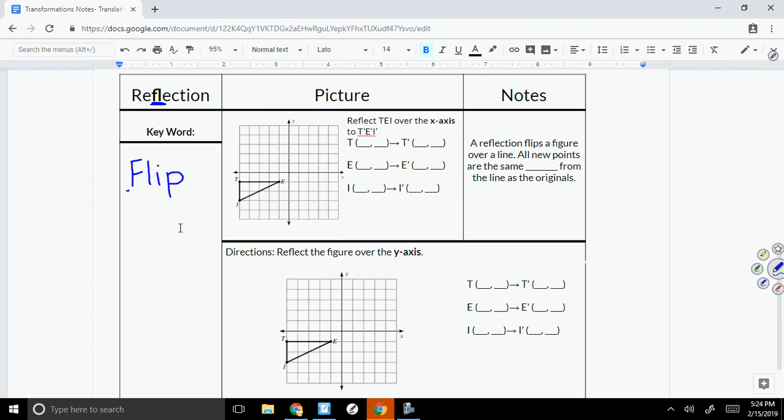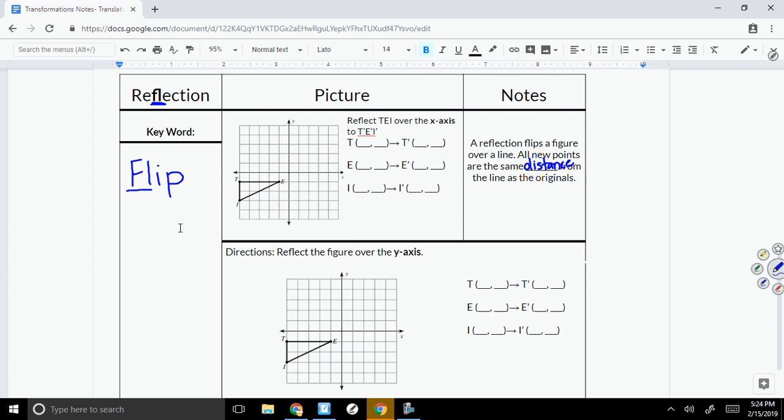So the FL in reflection is just like the FL in flip. So that's an easy one to remember. So again, we have a picture that we're going to use to help us explain, but let's look at what a reflection means first. A reflection flips a figure over a line. All new points are the same distance from the line as the originals.